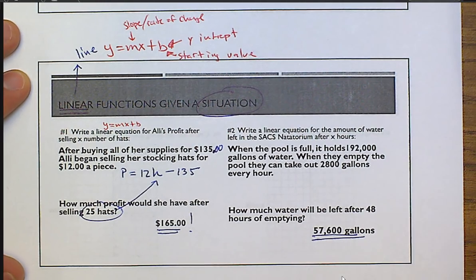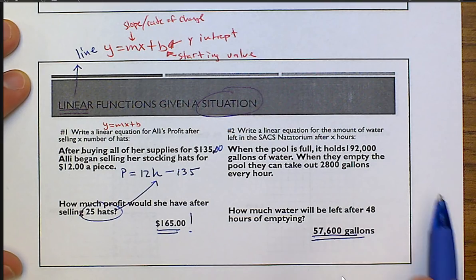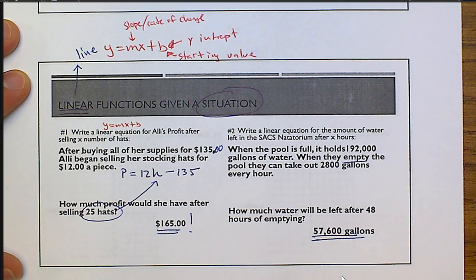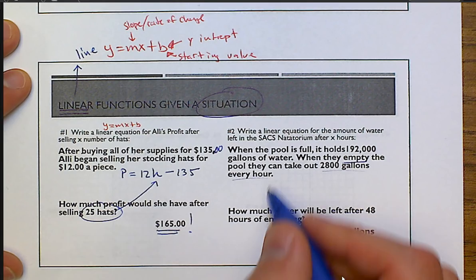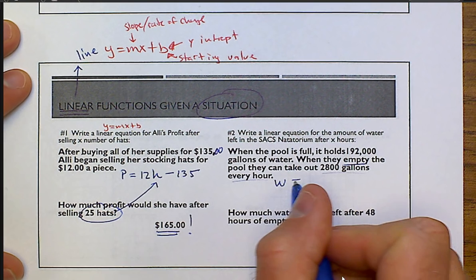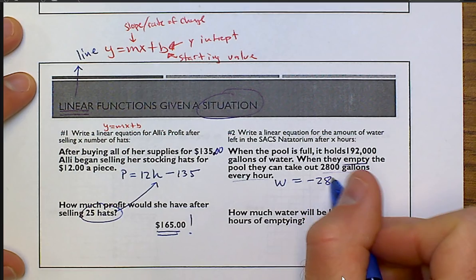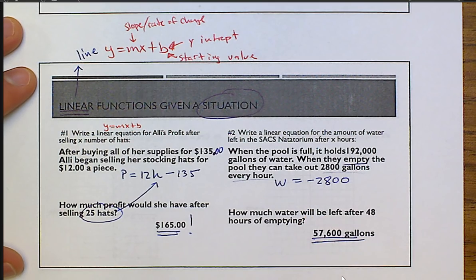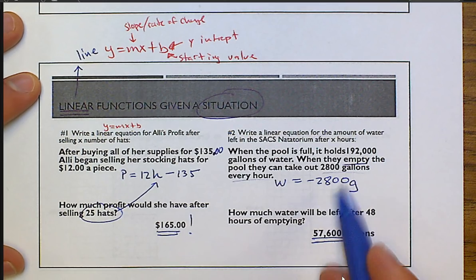All right, we're back. So here's the situation. When the pool is full, it holds 192,000 gallons of water. When they empty, keyword, when they empty the pool, they can take out 2,800 gallons every hour. There's your rate. There's your slope. So basically, how much water is left after 48 hours? So water equals, that's what we want to have left. We're taking out or subtracting or losing 2,800 gallons of water. So I'm going to call that G. We're losing that amount, so it has to be deducted, it has to be a negative.